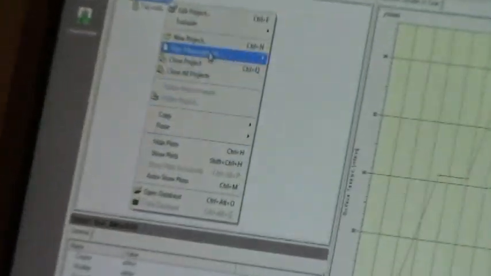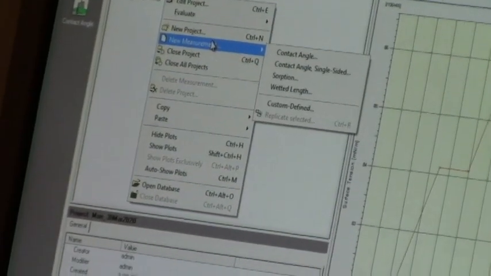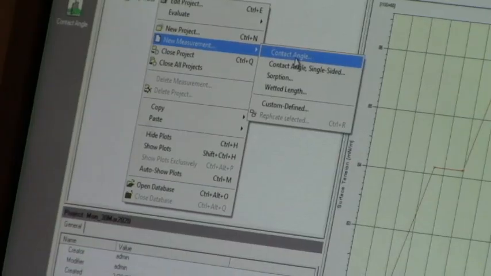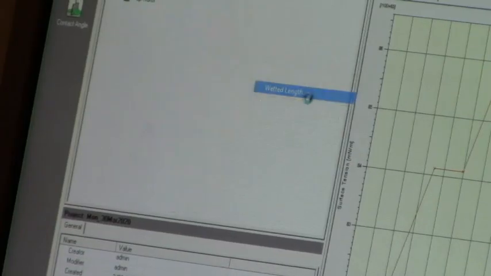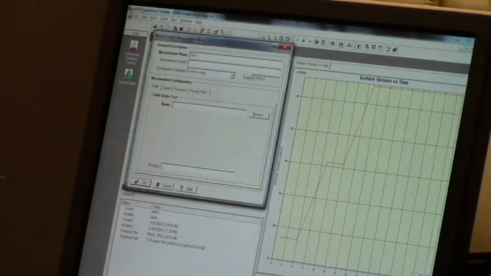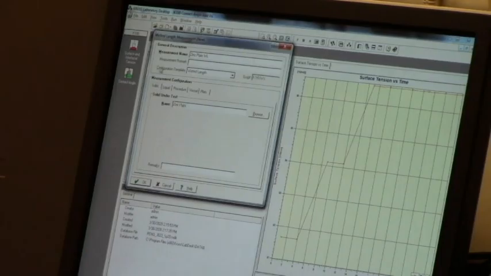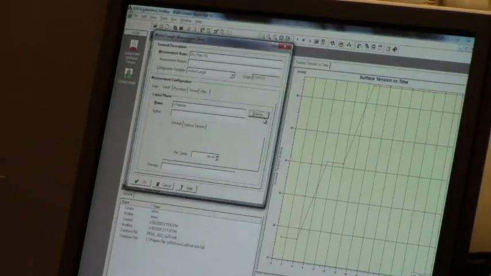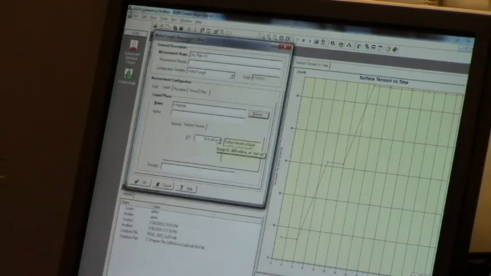So now we go to a new measurement. What do we need? Contact angle. No, we'll postpone contact angle for the third part. Now we need to go to wetted length. Name is the zinc plate. Wetted length. Solid is zinc plate. Liquid. Browse for it. It is heptane. We click it because we need its surface tension value.